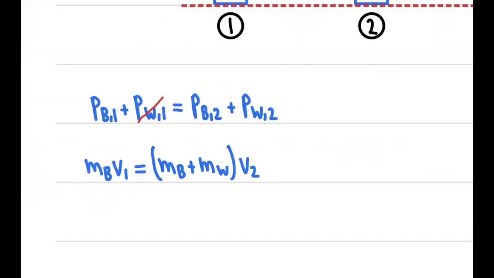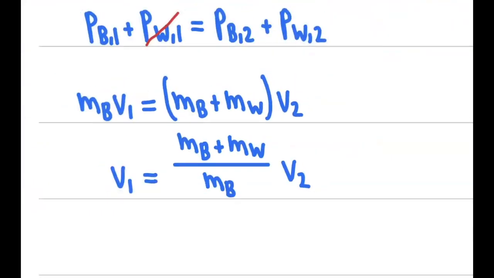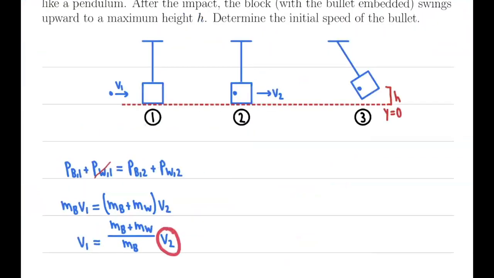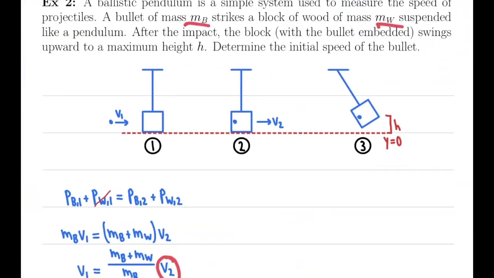Okay, so we're trying to find V1, so I'm going to divide both sides by MB. We have everything except V2, because we have all the masses. The problem says that the masses are MB and MW. So now we have to find V2, and to find that, we have to look at 2 to 3. Can I use conservation of momentum from 2 to 3 to find V2? No.